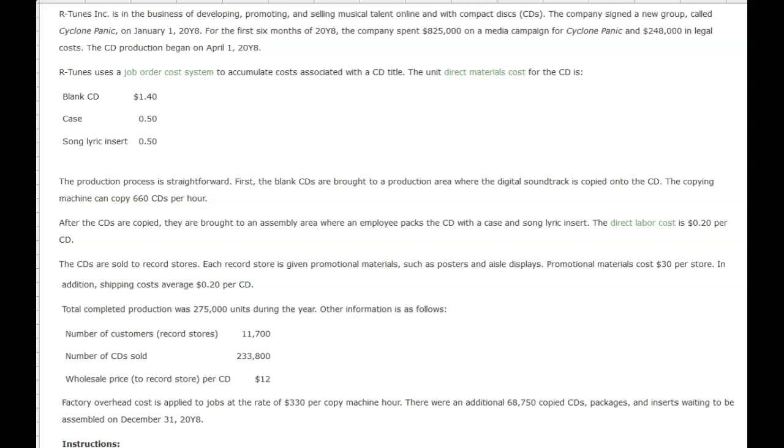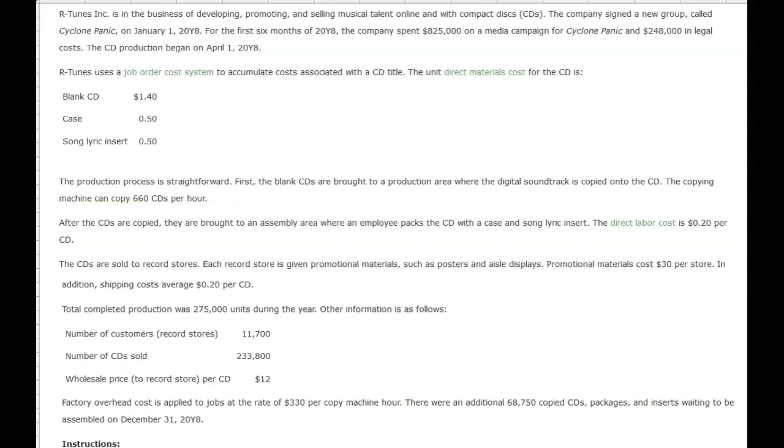Okay, let's explore this income statement problem related to a manufacturing business. I'll read the information you see on the screen. Artunes Inc. is in the business of developing, promoting, and selling musical talent online and with compact discs, that's CDs.